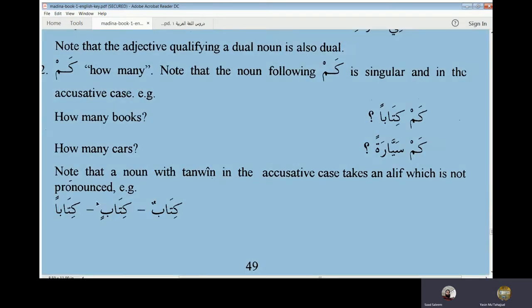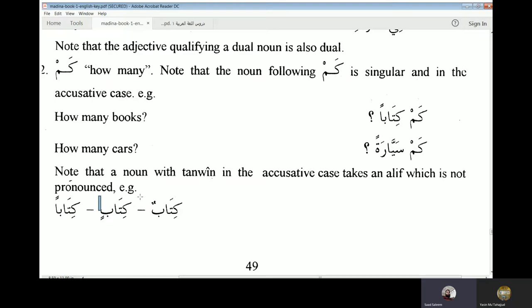Because this alif is not used here. But this alif is used here. This alif is used here. But this alif is not used here. Why? Because it's accusative. Yes, when a masculine word is accusative, we add alif also.